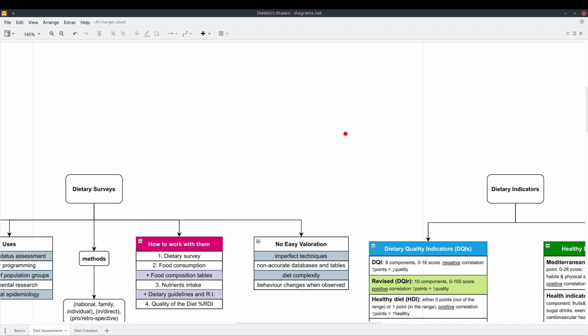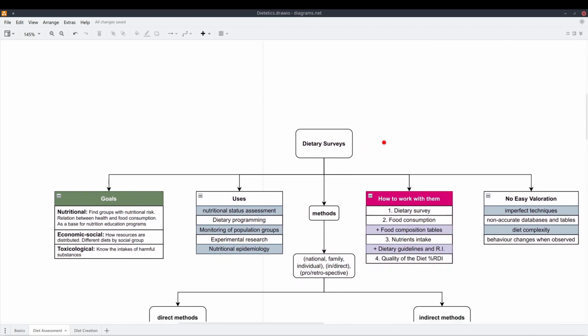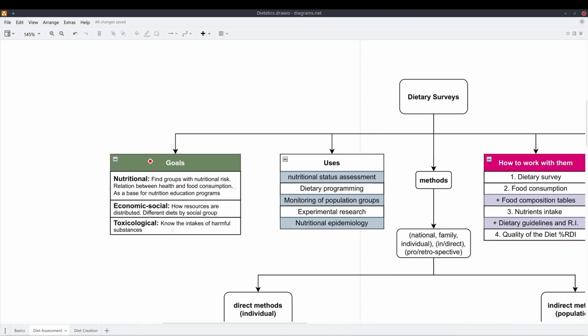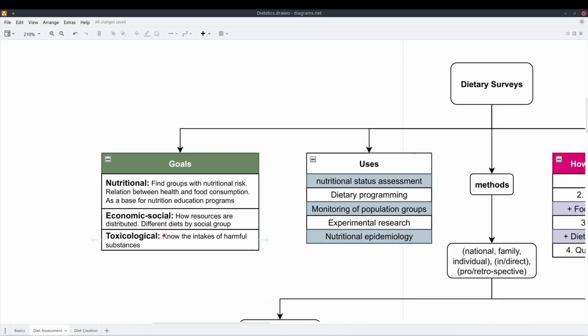So how we can evaluate the diet of an individual. So let's begin. Here we have the dietary surveys and the dietary indicators. We are going to start with the surveys. The goals of the surveys are nutritional, economic, social, and toxicological. Nutritional is that we need to find groups with nutritional risk, relation between health and the food consumption, and we use them as a base for nutrition education programs. In the economic social, how resources are distributed and different diets by social group. And toxicological, know the intakes of harmful substances.